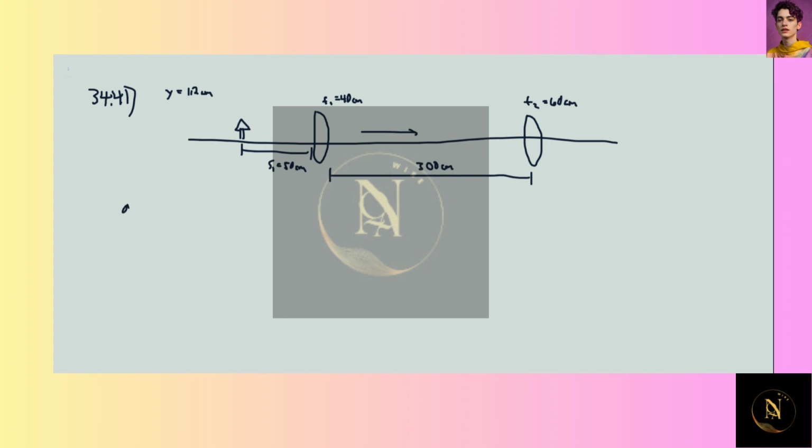So part A. We want to figure out the location and height of the image formed from the first lens. We can rearrange the thin lens equation, as we always do, to solve for the image location. We'll call it S1 prime because it's from the first lens. So S1 prime is S1 F1 over S1 minus F1. Plugging that in, this is 50 times 40 over 50 minus 40, and that comes out to 200 centimeters.